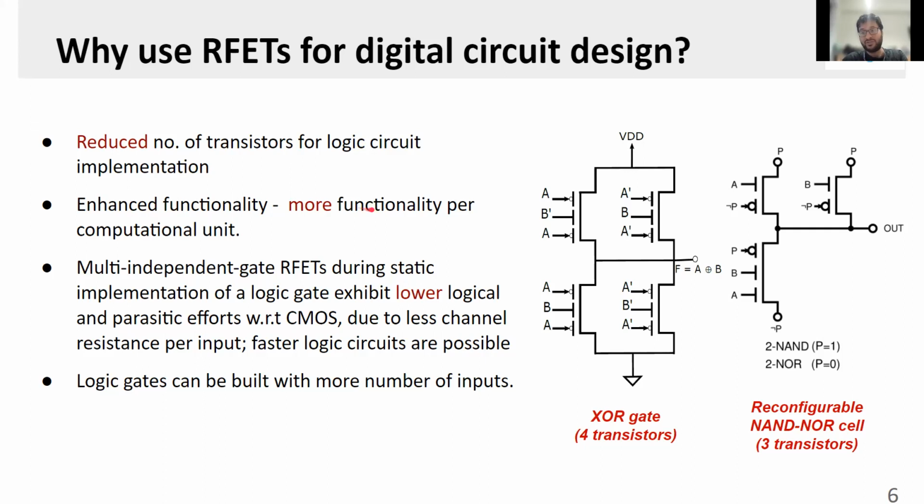more functionality per computational unit. Multiple independent gates are supported by RFETs. The other important aspect is that it exhibits lower logical and parasitic efforts with respect to CMOS due to less channel resistance per input, and hence faster logic circuits with even more inputs are possible, which is generally avoided in the case of CMOS, where the cascading of transistors leads to slow performance of logic gates.